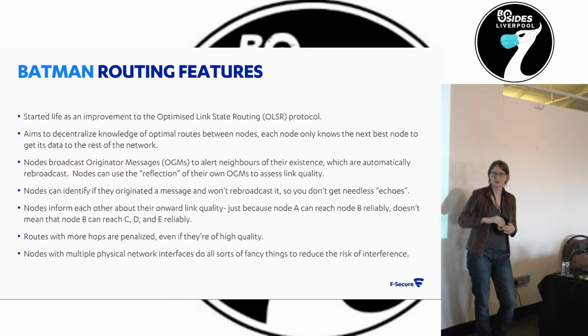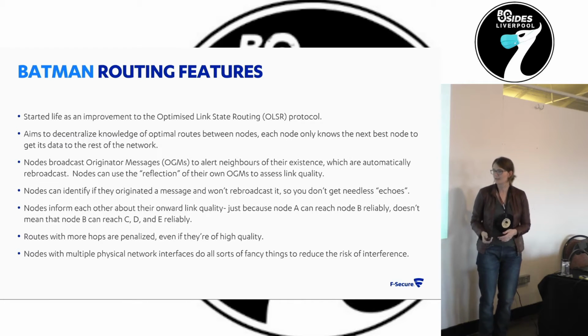So if the next node can only transmit and receive on 2.4, the node before will try and receive on 5 so that you don't get accidental jamming. They do some very fancy stuff with this. A lot of effort has gone into this protocol.